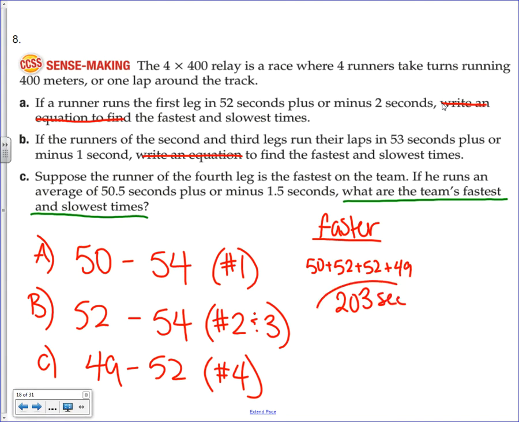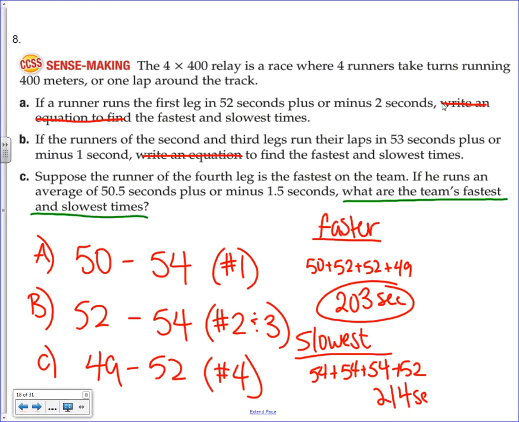The slowest is going to be their higher times. So runner number 1, runners 2 and 3 are the same, and then runner number 4. So if I add all of those fastest times, or I'm sorry, all those slowest times, the slowest possible time they're probably going to run is 2:14.